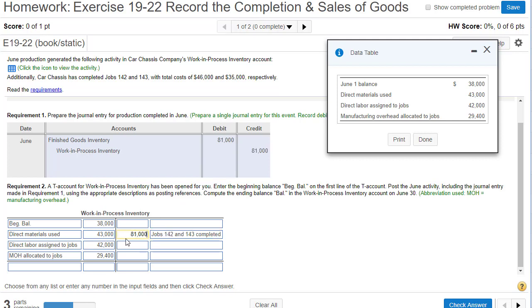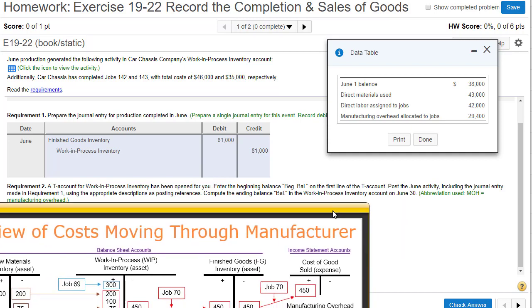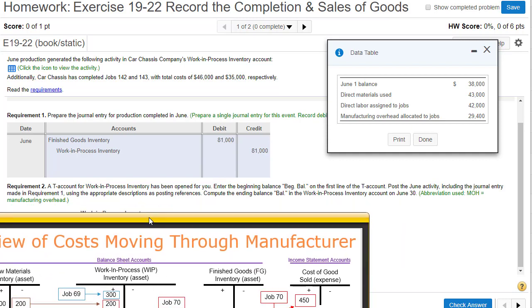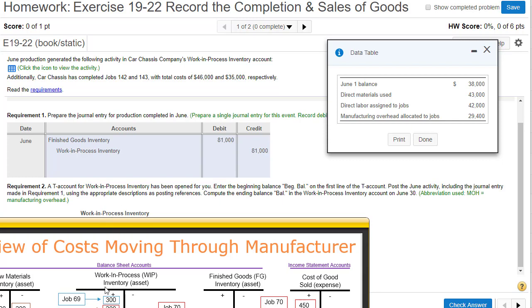Now we have to figure out the balance. So what we're going to do is we're going to add these up and then subtract this number, and we're going to put the balance on the bigger side. So when we do the math, we get a total of $71,400 for ending balance. Again, I just added these numbers up and subtracted these. Why? Because this is the work in process account. It's a plus on the left and a minus on the right.